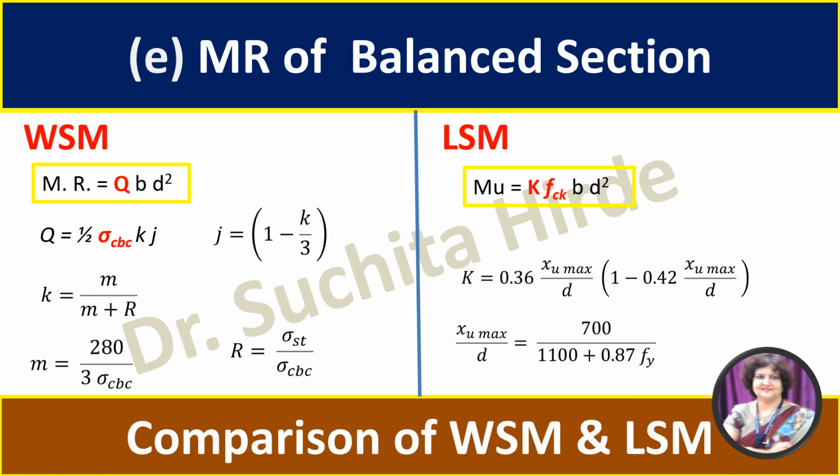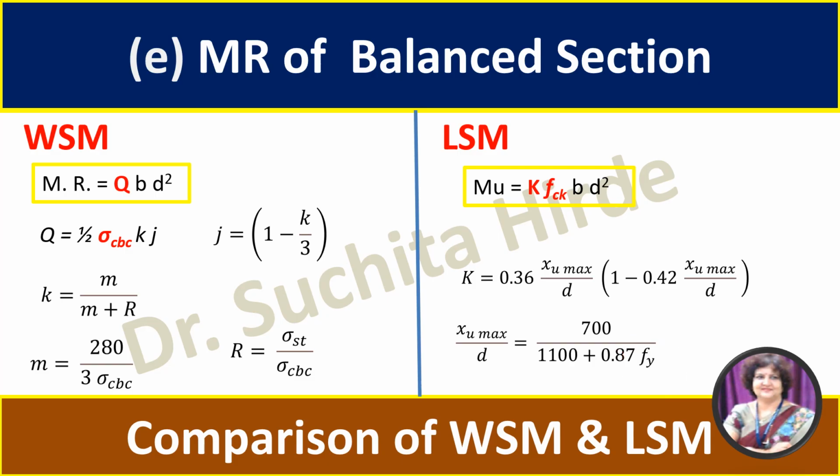Now this is the comparison of moment of resistance of balance section using working stress method and limit state method. In limit state method, in this formula only Fy is unknown. So if you know the grade of steel, for example if it is Fe250, then Fy is 250, Fe415, then Fy is 415. If you substitute this, you can get the value of XU max by D. That value you have to substitute in the formula of K and obtain the value of K.